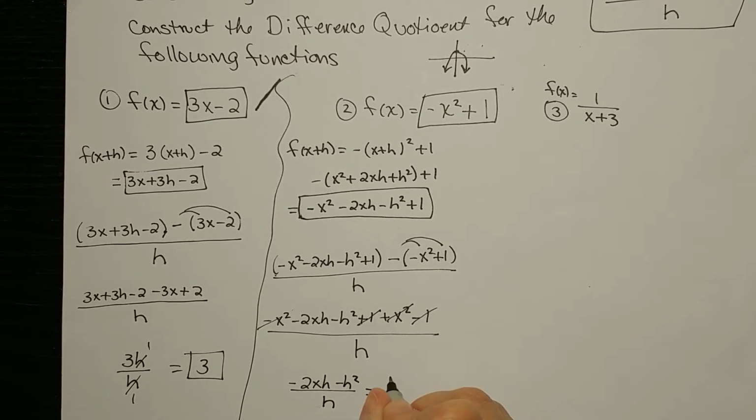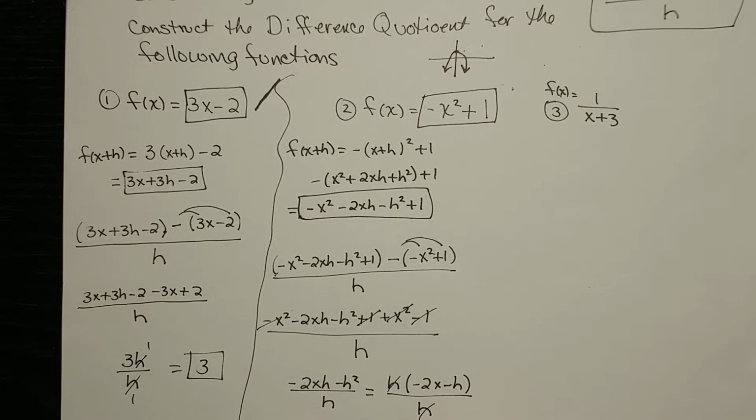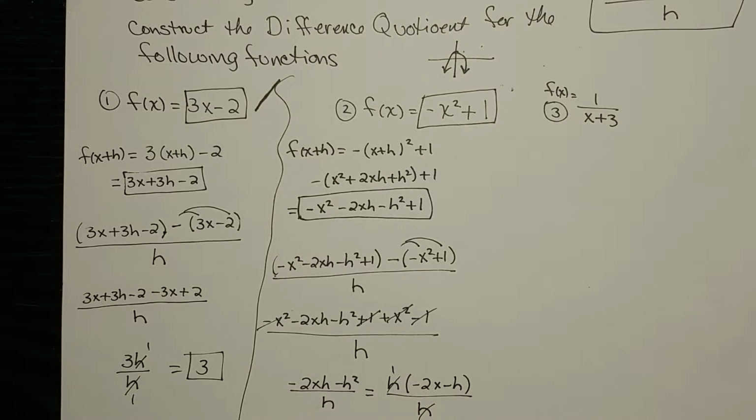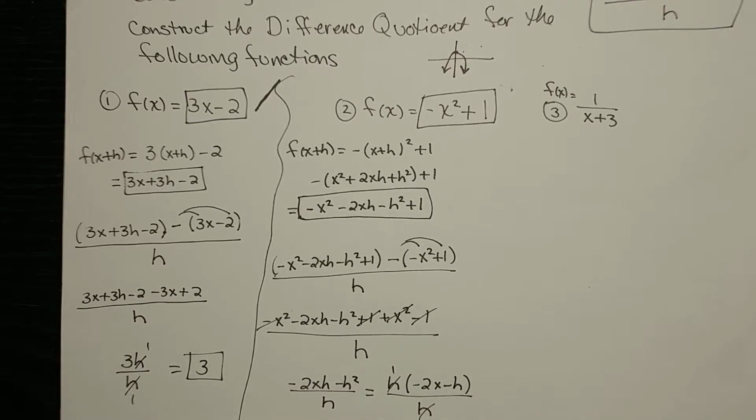I can factor out an h from the numerator, leaving me with negative 2x minus h over h. Now I can divide off. This h goes into h one time. So the difference quotient for the function negative x squared plus 1 ends up being negative 2x minus h. That's what we get right there.